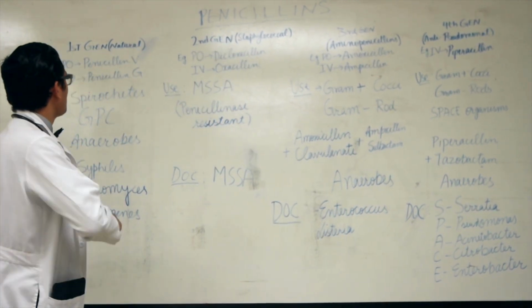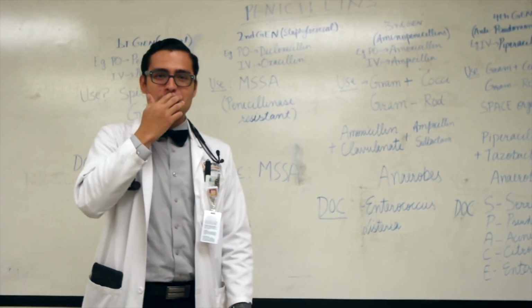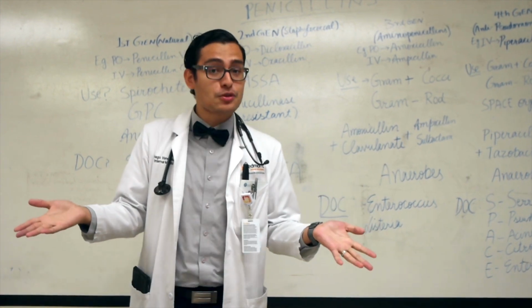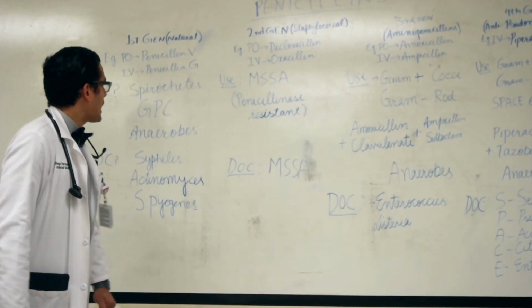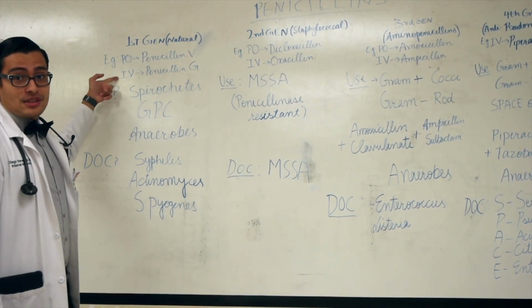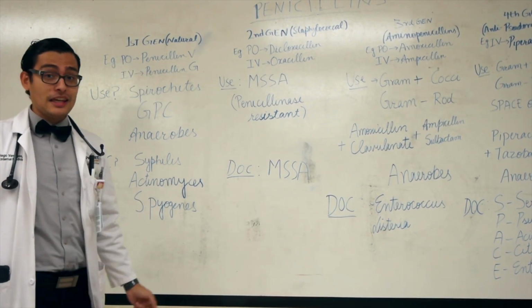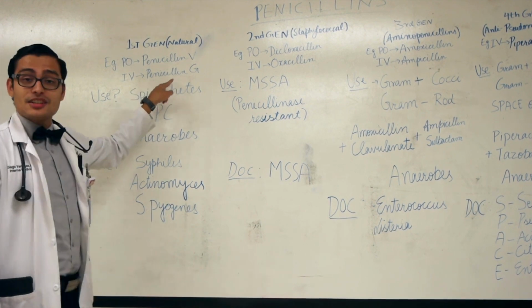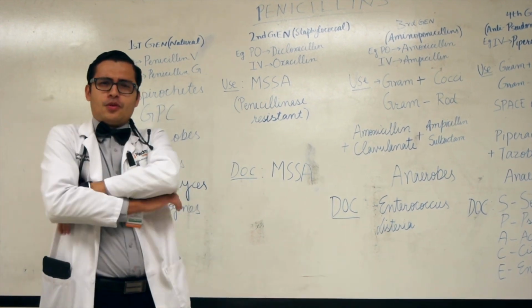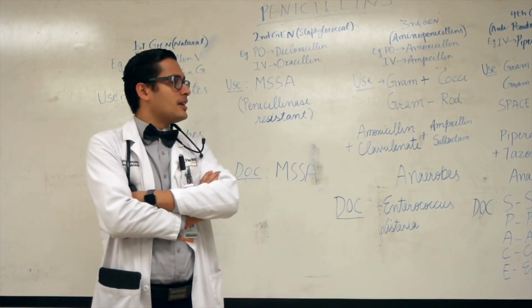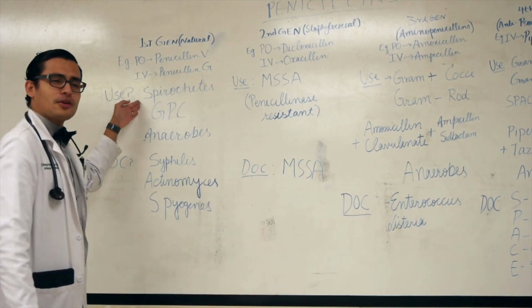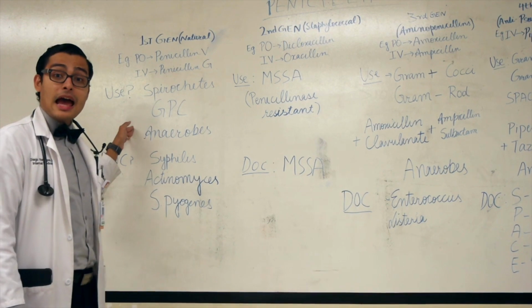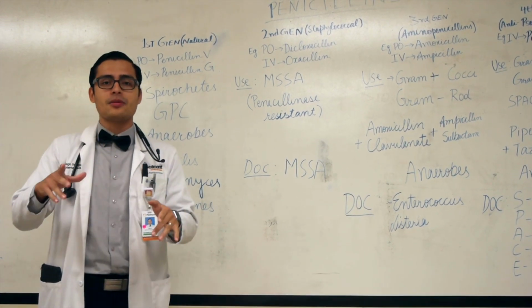So let's start with the first generation of penicillins, also named natural penicillins. Do you know any examples? We have a PO and an IV presentation. The PO is penicillin V and the IV is penicillin G. What do we use these for, these penicillins? So you're right, we use them for spirochetes, gram-positive cocci, and some anaerobes in the mouth.